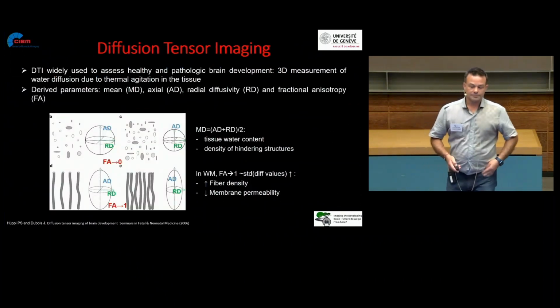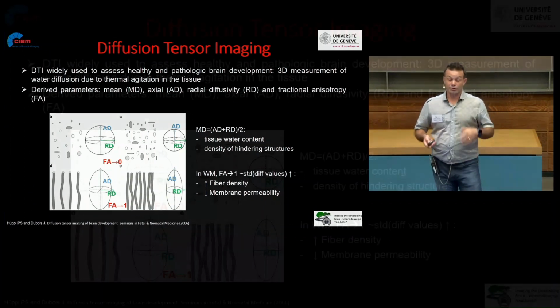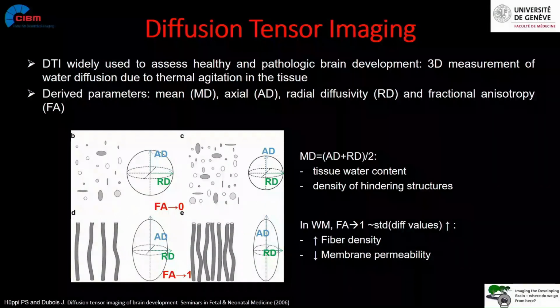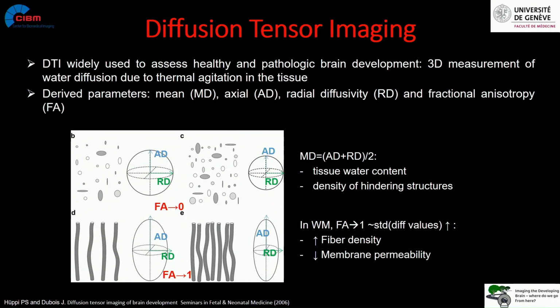Okay. So diffusion tensor imaging, I don't know if you know this technique. It has been widely used to assess healthy and pathologic brain development. It corresponds to a 3D measurement of water diffusion due to thermal agitation in the tissue. So due to thermal agitation, the molecules bump and diffuse in the tissue. And when you acquire or measure this diffusion tensor, you can derive from the tensor some interesting quantitative parameters, which are the diffusivity values.